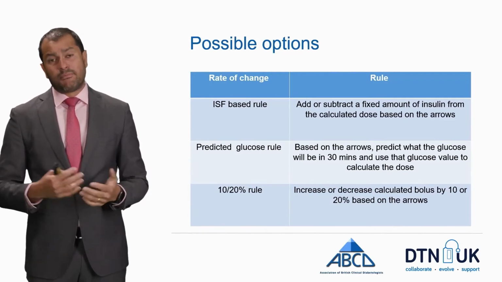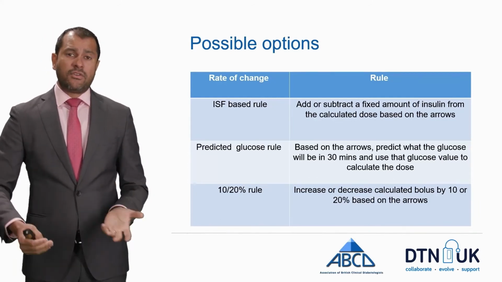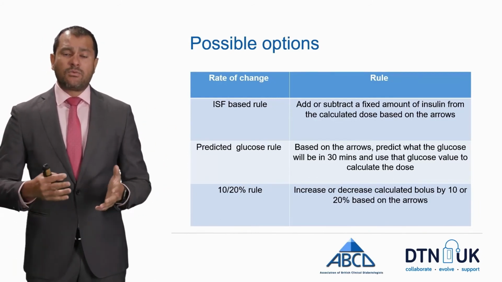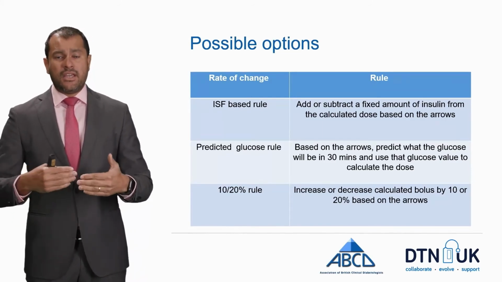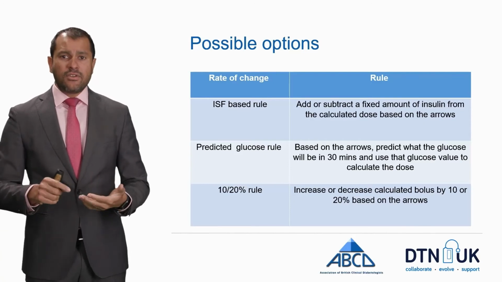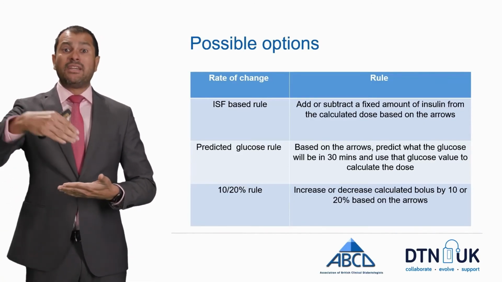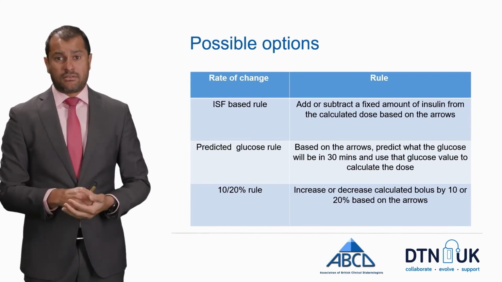The second rule that some people use is what we call the predicted glucose rule. So if you've got an arrow, you can predict where your blood sugar is going to be in about half an hour when that insulin is going to get going. And so instead of using your current glucose to calculate your dose, use the sugar where you're going to be in 30 minutes to calculate the dose.